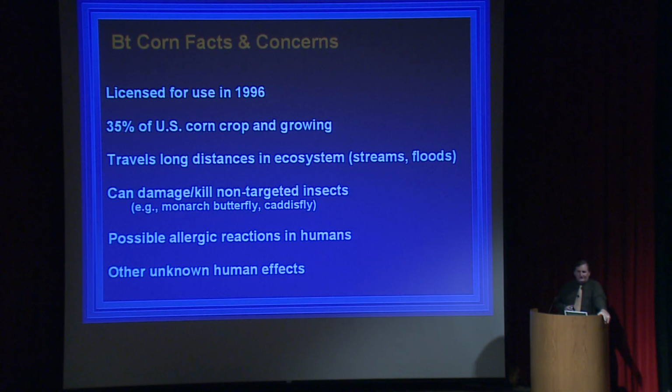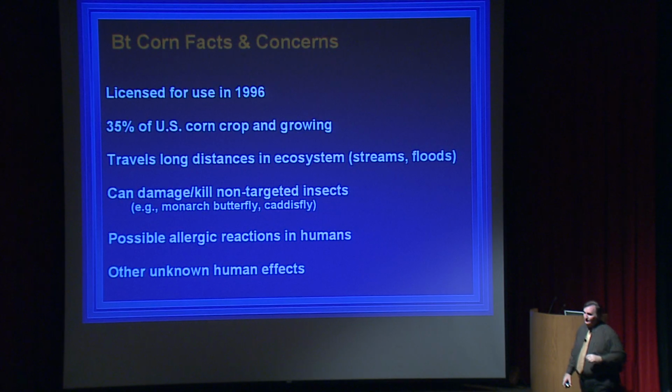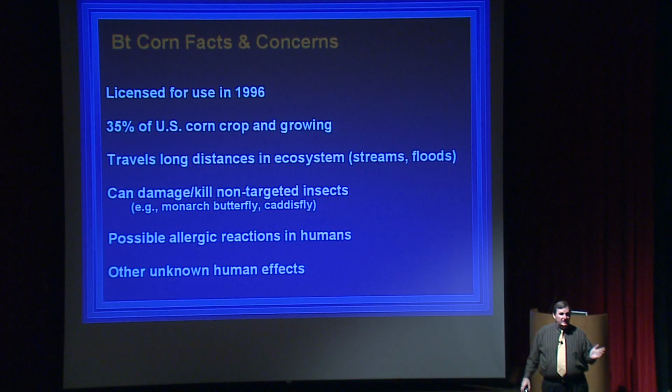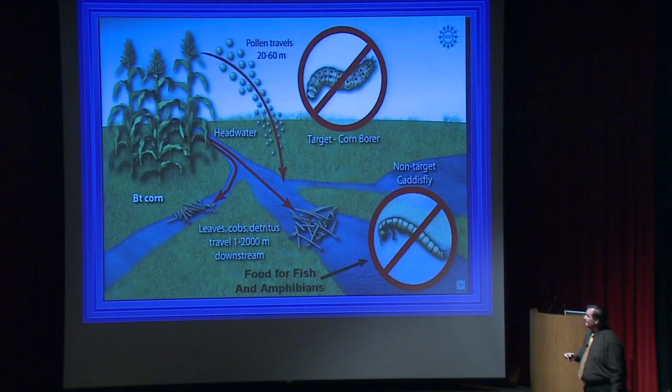There's also concern that this kills more than the corn borer, and potential allergic reactions when people consume the food. That's a controversial and not very highly studied area. And then there are always concerns about unknown effects on human beings from consuming these genetically modified foods that we just haven't discovered yet. Not enough science has been done. So that's a big question mark at the moment.